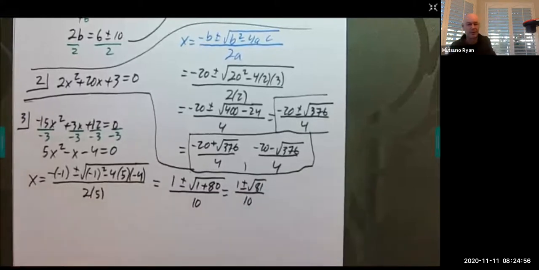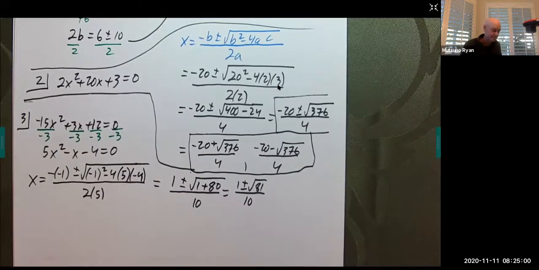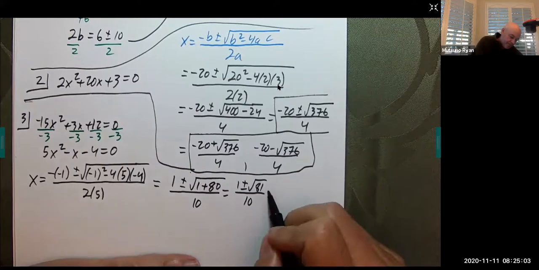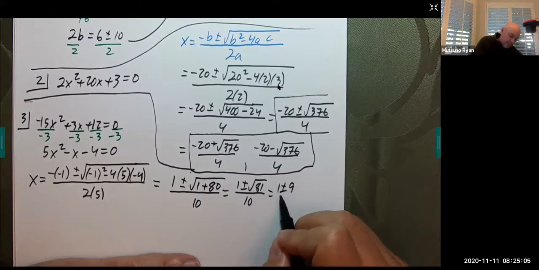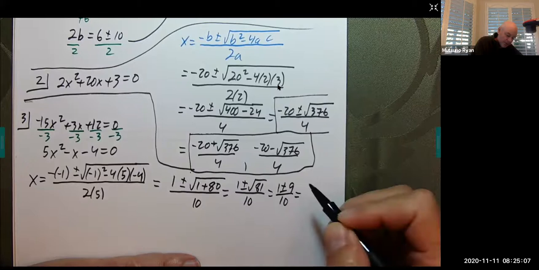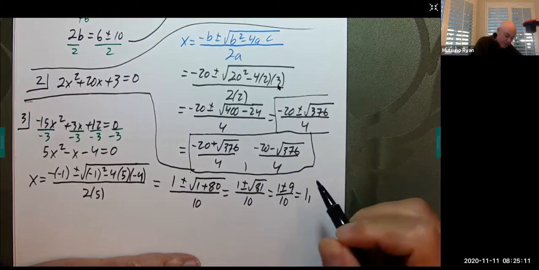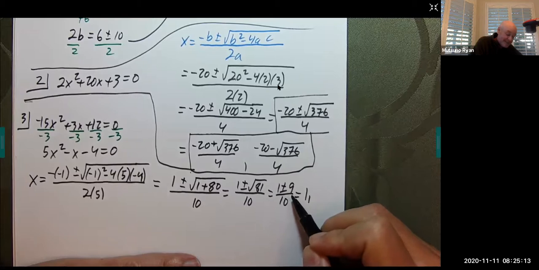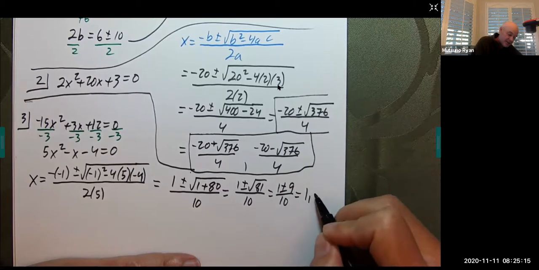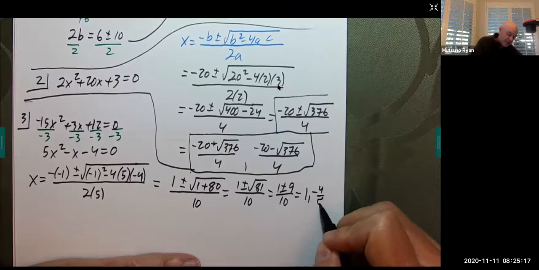Ooh, we get a perfect square here. That's nice. One plus 9 is 10. 10 over 10 is 1. 1 minus 9 is negative 8 over 10. That's negative 4 over 5, it looks like to me.